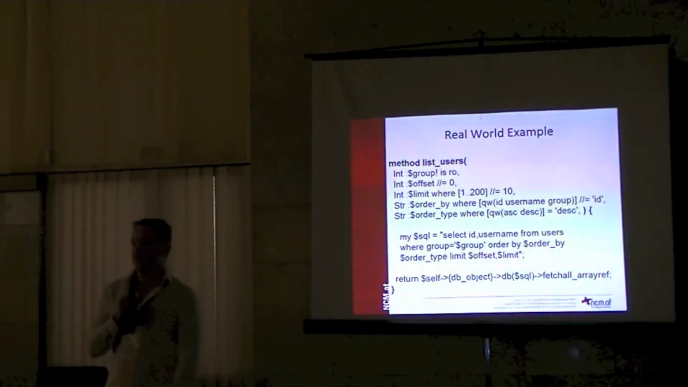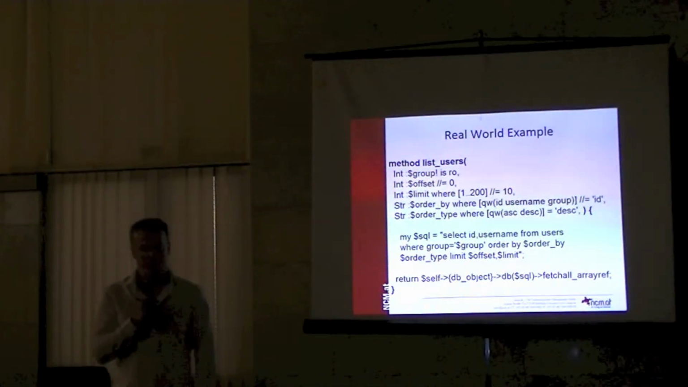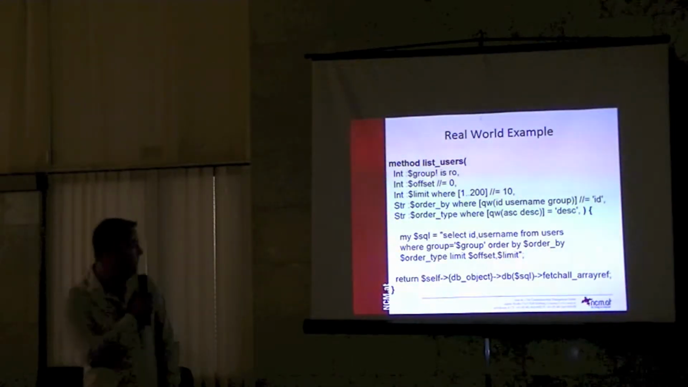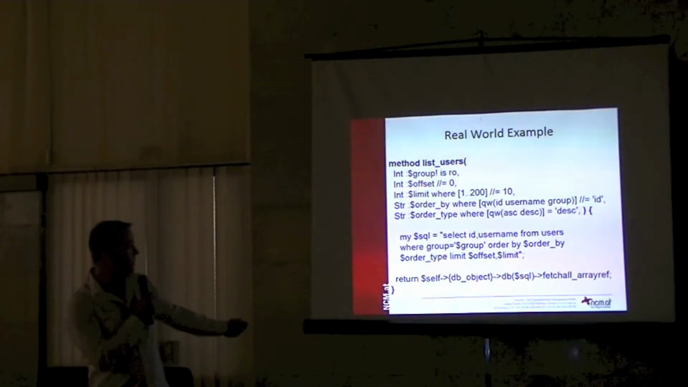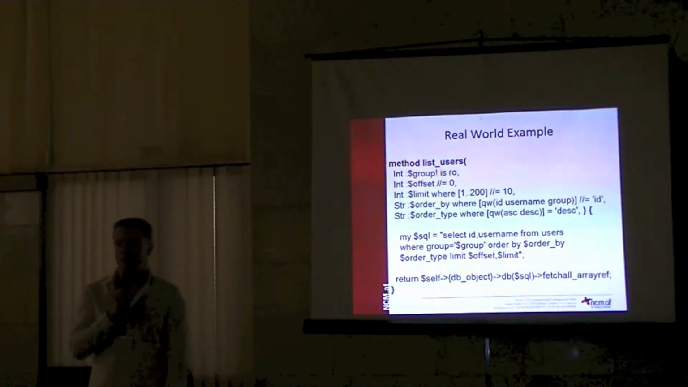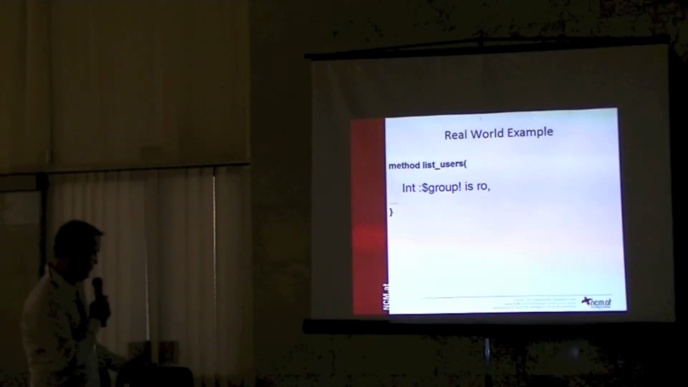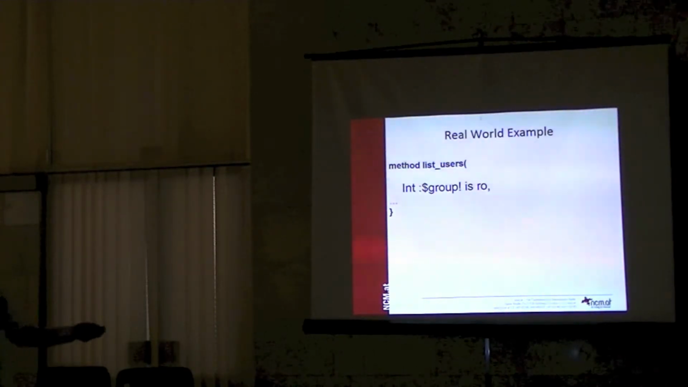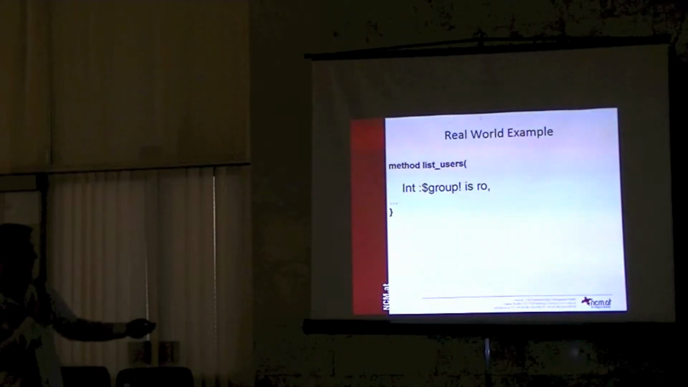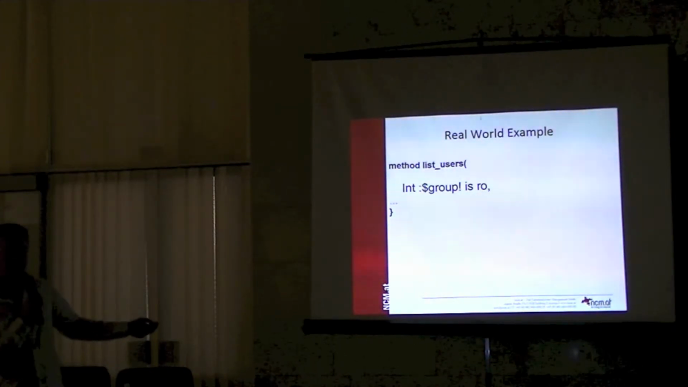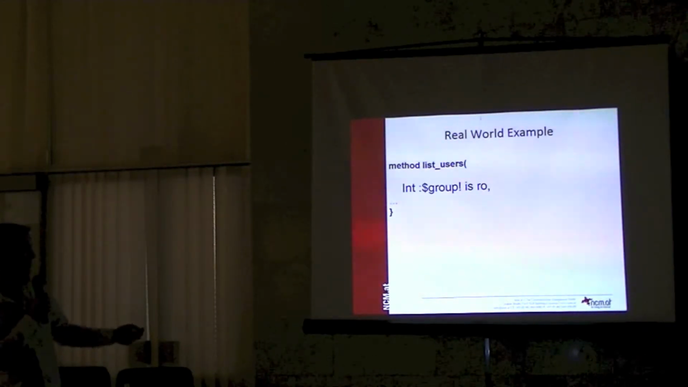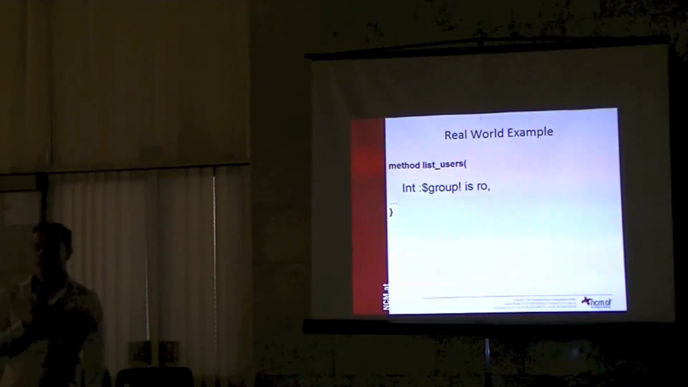So basically, method signatures borrows a lot of its syntax from Perl 6. So it's a good thing, I think. So I want to show you by example how this works. So let's go. The first parameter that I defined says Int, colon, group, exclamation mark, is RO. What does it mean?